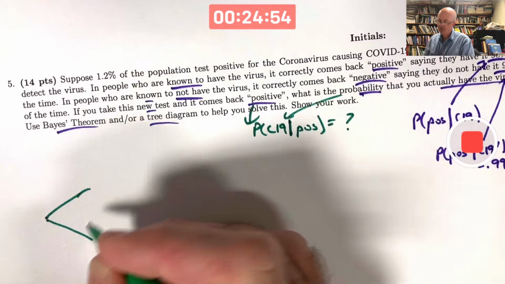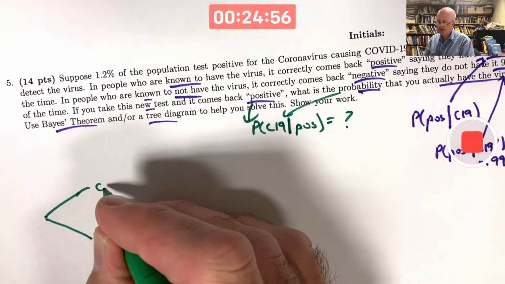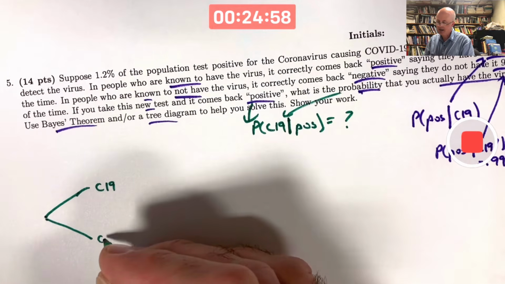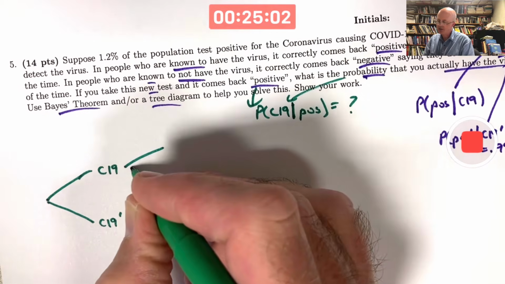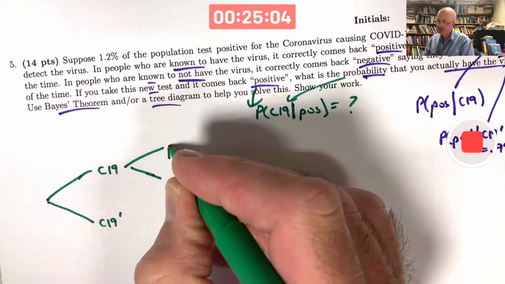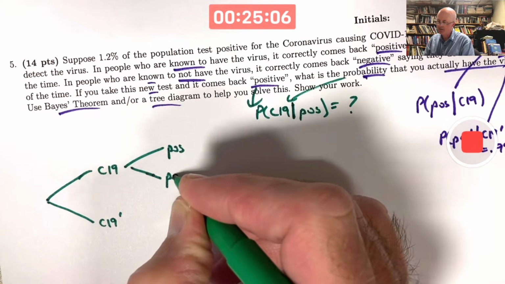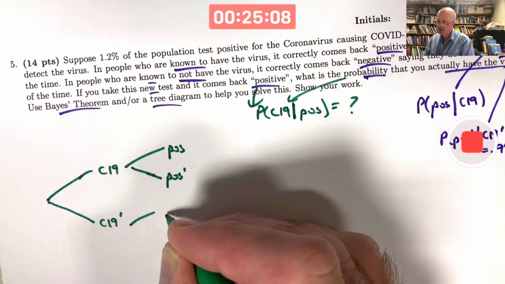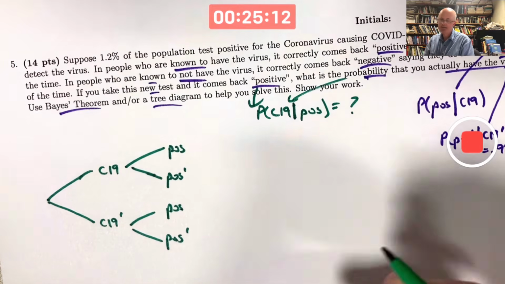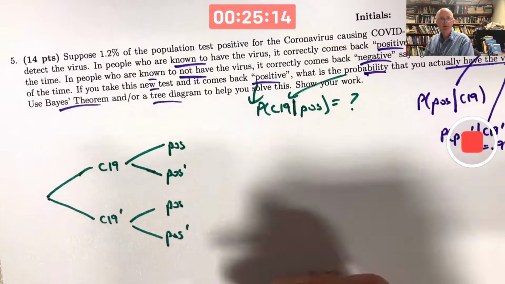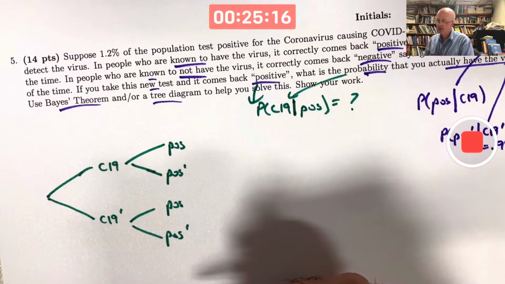And the first set of branches represents having the virus for COVID-19 or not having the virus for COVID-19. The second set of branches represents testing positive or not testing positive, in other words, testing negative. Pos and pos prime, the complement of pos. It's good to label the branches in the tree with the corresponding probabilities.